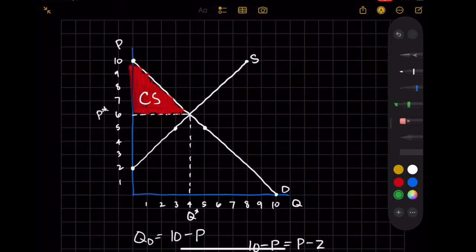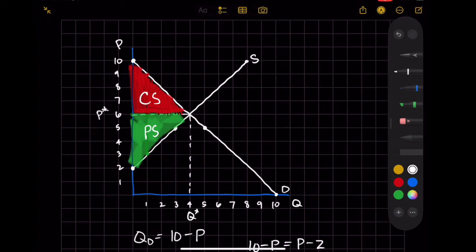And then we also have producer surplus. If you remember, this is the difference between what the producer is willing to sell it for and what they actually sell it for. So here, again at a quantity of 1, they're willing to sell it for 3, but they're able to sell it for 6. And so this distance here would be producer surplus. If we wanted to add up all the producer surplus, it would be this area right here. We're going to call this producer surplus.